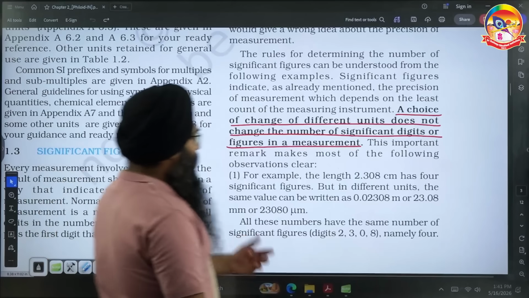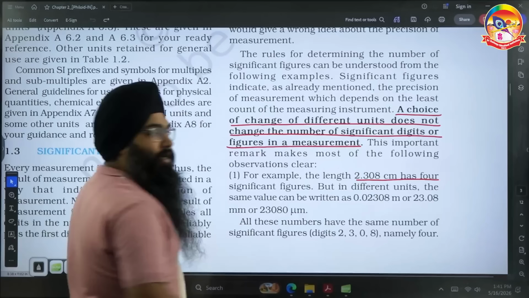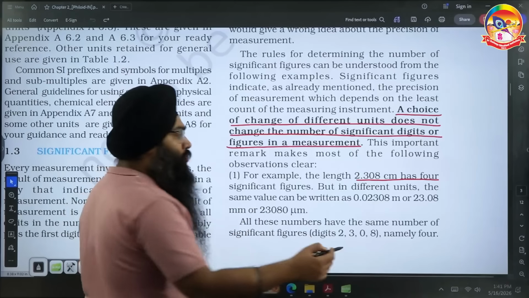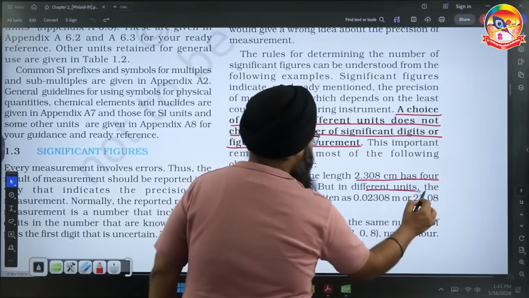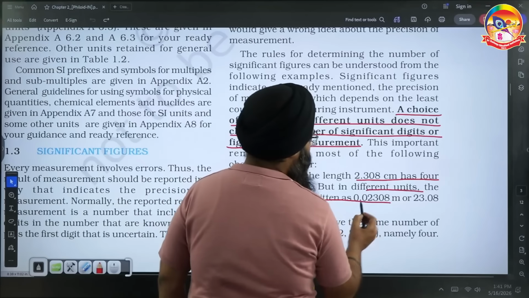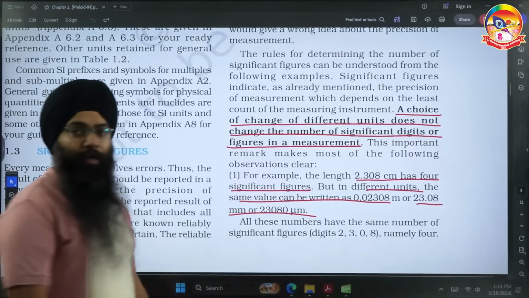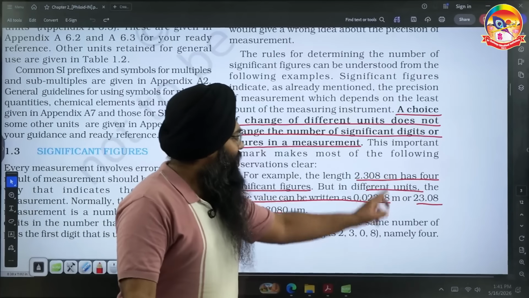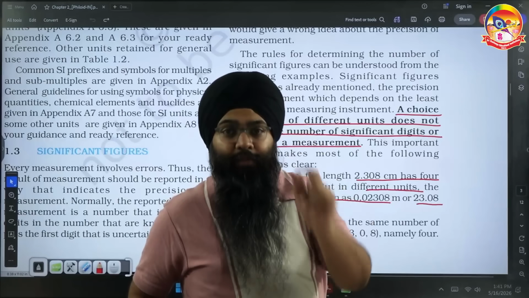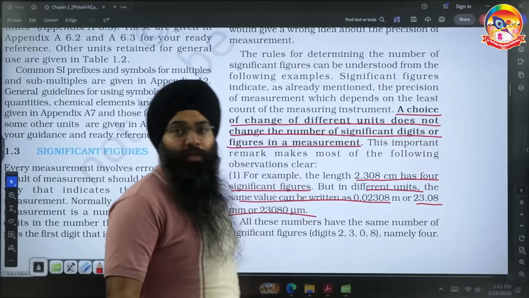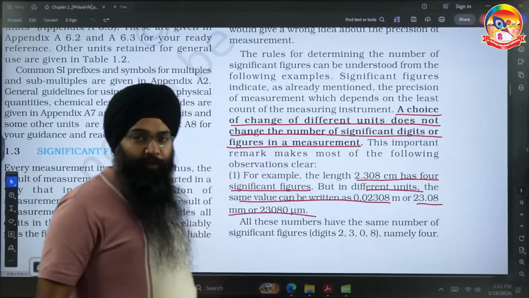They have given an example also. The length 2.308 centimeter obviously has 4 significant figures. I will tell you also the rules to count significant figures. In different units, the same value can be written as 0.02308 meter, 23.08 millimeter or 23080 micrometer. So if you change the unit from centimeter to meter, millimeter or micrometer, the unit is changing, but the number of significant figures should never change. This is the most important logic in the case of significant figures.